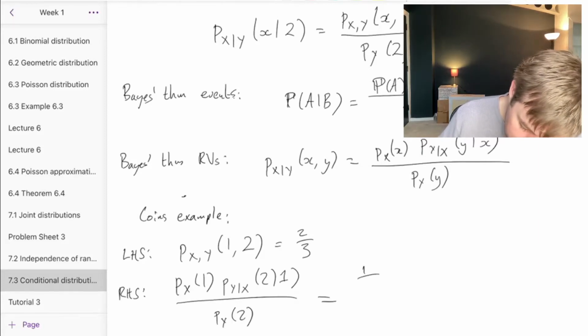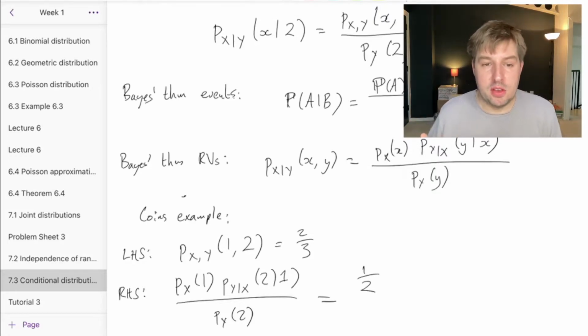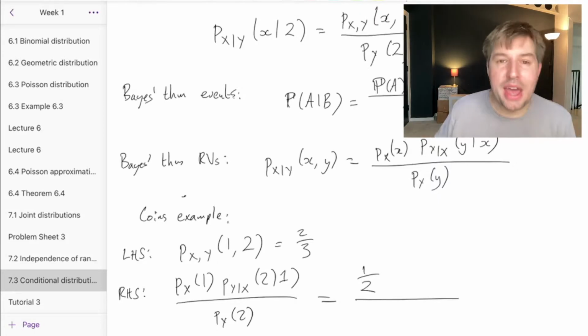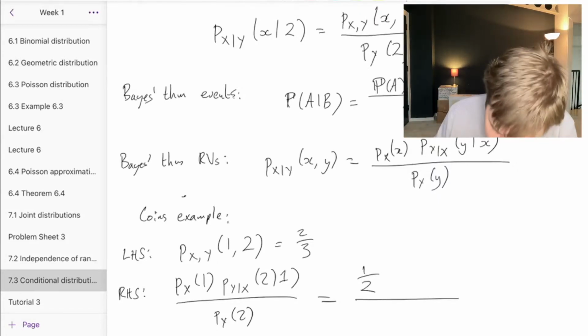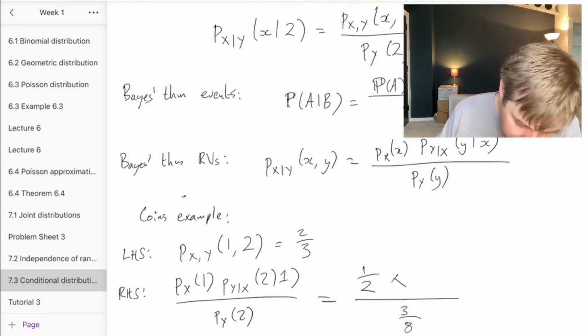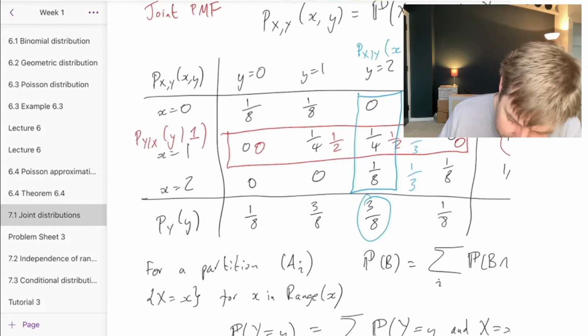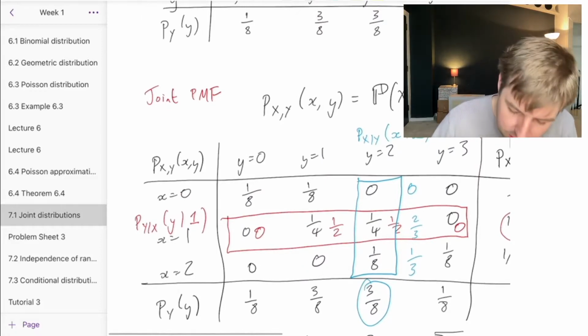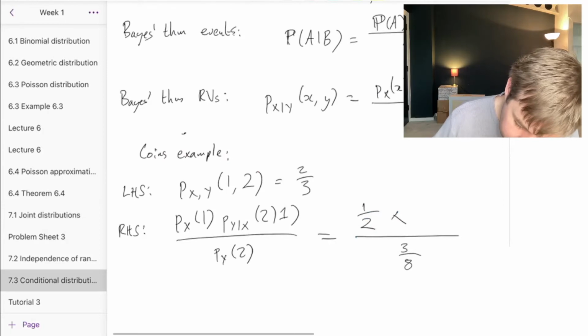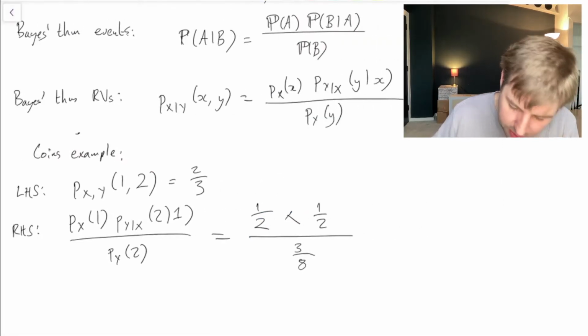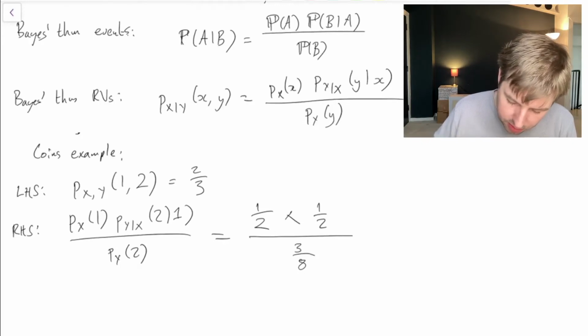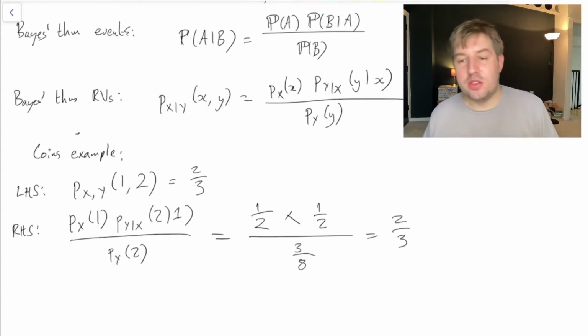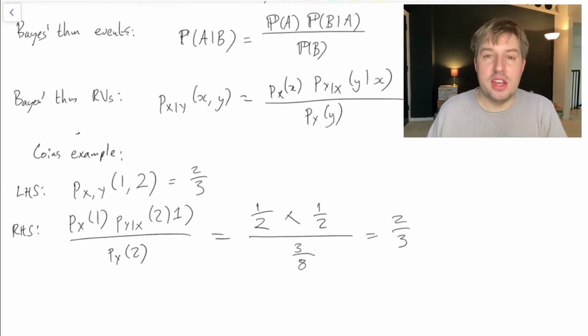The probability x equals 1 was the probability of getting one head and one tail from the first two, which is 1/2. The probability y equals 2, if you remember back, that's the probability of getting 2 from a binomial with 3 trials and probability 0.5, which was 3/8. And the probability p_{Y|X} of 2 given 1 is that red number 1/2 just there. So if we put all that together, 1/2 times 1/2 divided by 3/8 comes out as 2/3, which is the same as the 2/3 on the left-hand side. So we verified that Bayes' theorem for random variables works, and that's an important result for conditional distributions of random variables.